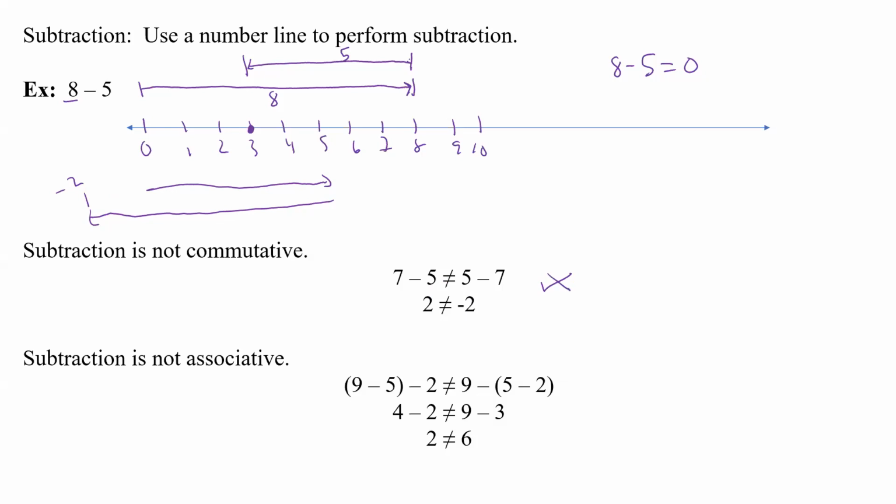It's out the window. And it's also not associative, because we can't change who we're associating with and get the same number. So if we had 9 minus 5 minus 2, well, 9 minus 5 is 4. 4 minus 2 is 2. But here, if we take 9 minus 5 minus 2, associating the last two, well, 5 minus 2 is 3. 9 minus 3, that's 6. 2 does not equal 6. And so it's not associative and it's not commutative. So both of those do not work here. So subtraction is one of those special ones. You can't do everything you do with addition. And so that's something to note.